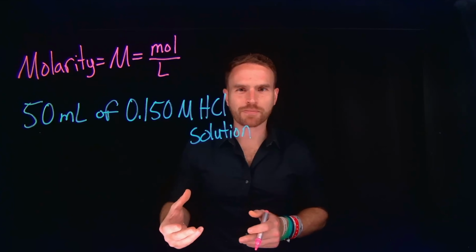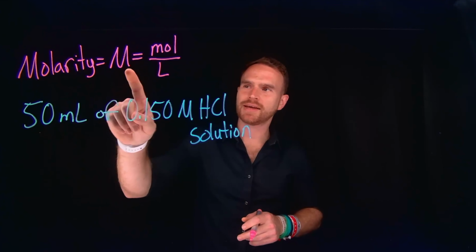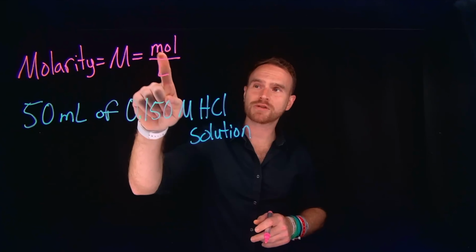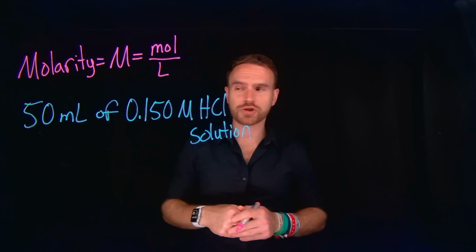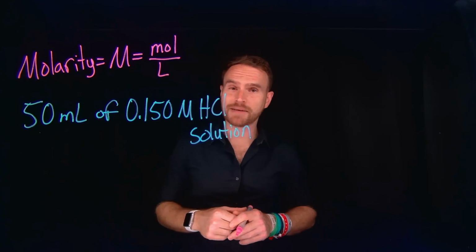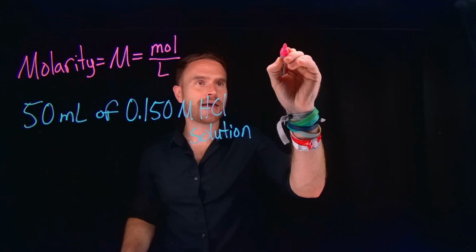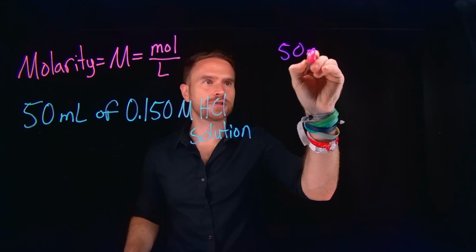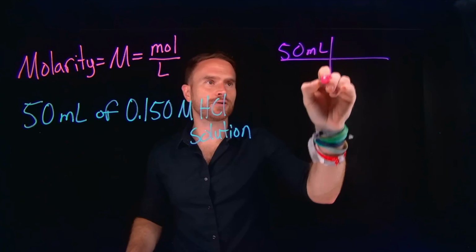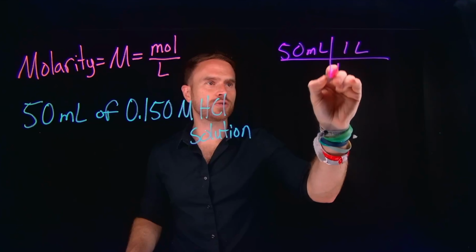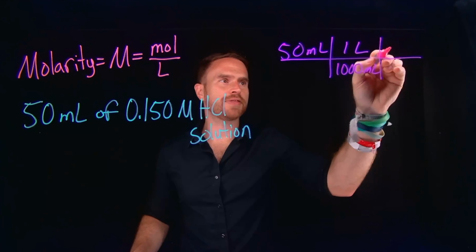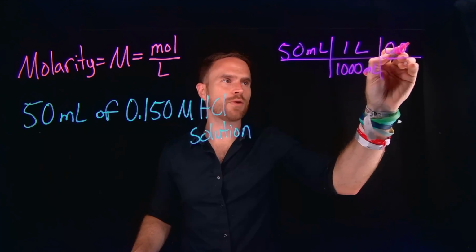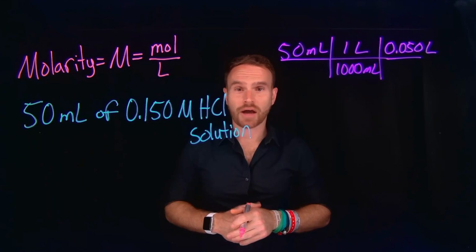We can solve this problem if we remember that molarity, which is capital M, is equal to moles of solute per liter of solution. And since molarity is in liters of solution, the first thing I should do is convert 50 milliliters into liters. And for that, I can take 50 milliliters, remembering the conversion factor that for every 1 liter of solution, there are 1,000 milliliters, and I would find that this means that I have 0.050 liters of HCl solution.